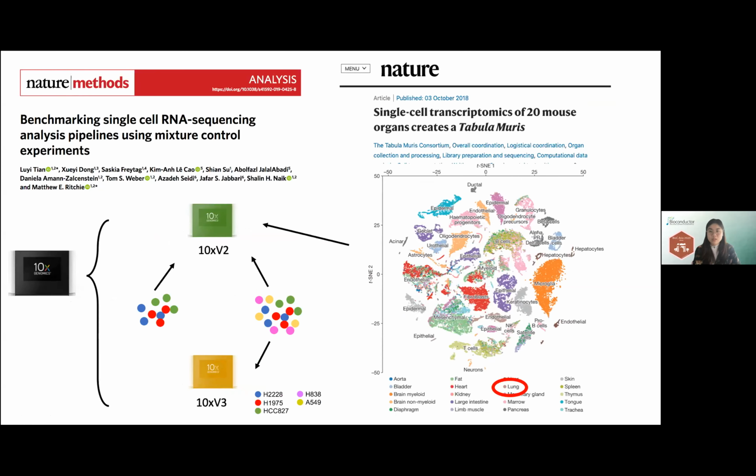And I also included a set processed by 10x version 2 and 10x version 3 with the same five cell line cells. And I also included data which contain more biological complexity, which is a mouse lung tissue dataset from the Tabula Muris.